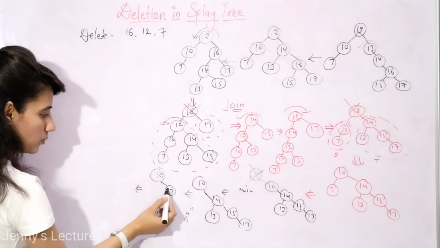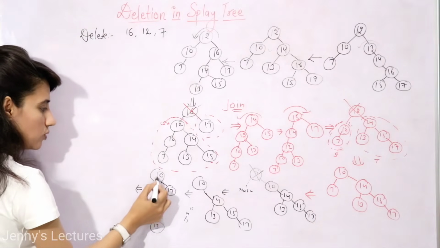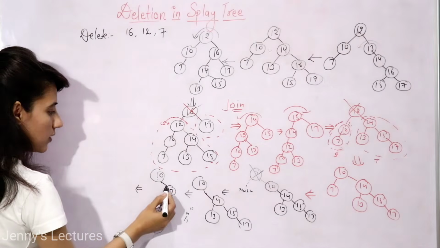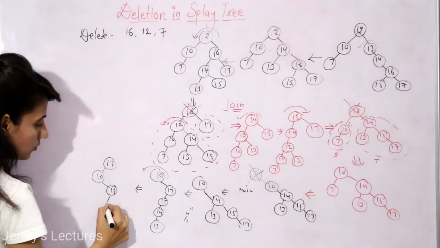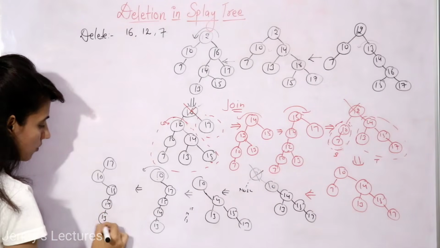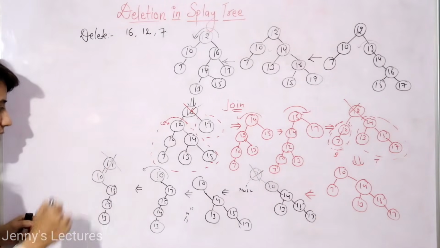For this, the parent of 17 is the root, so that is a zig situation. This is on the right side, so we will do a left rotation. After the left rotation, the tree would be this. Now I want to delete, suppose I have deleted this 17.